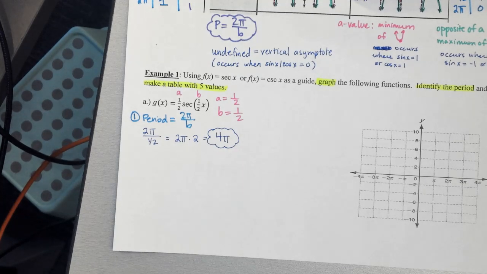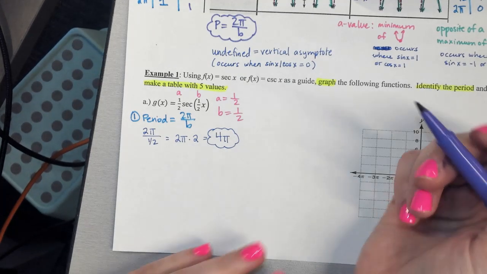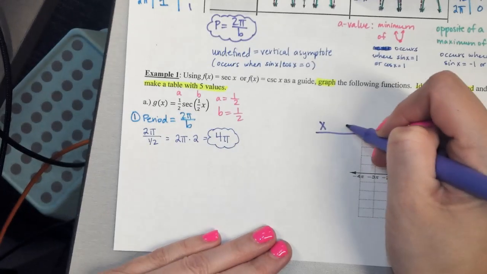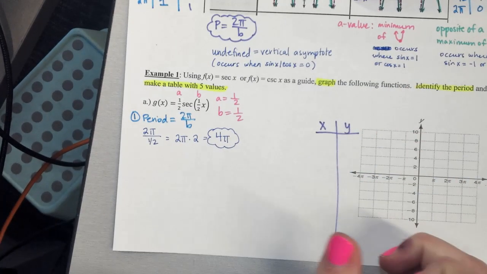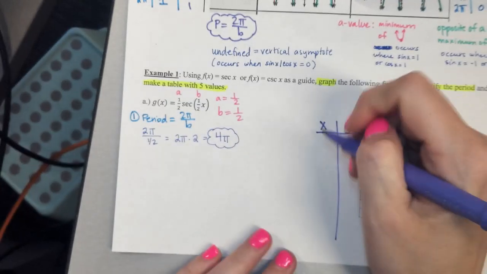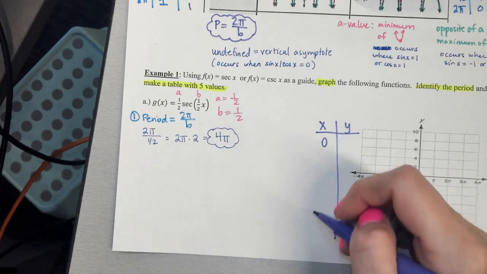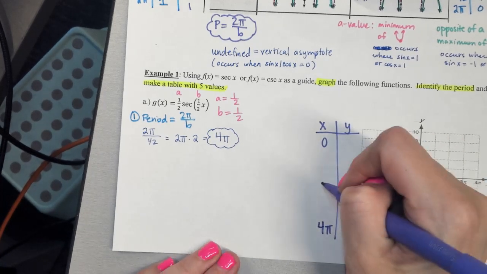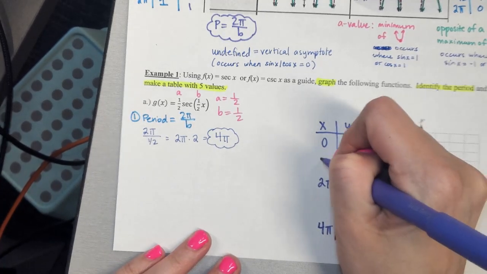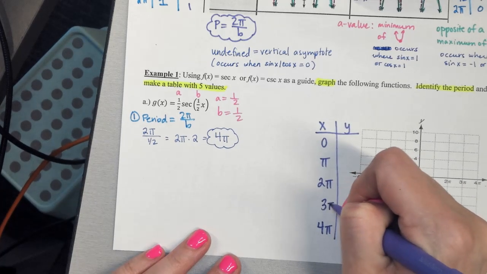And then if you want to go to your table after that, you can. Because we are doing something similar to what we did with sine and cosine, right? So you start at 0. We aren't doing any phase shifts, so we're just keeping it simple. Okay, if you start at 0, where do you end? 4 pi. And then you do your halfway, which is 2 pi. And then halfway is pi, halfway here is 3 pi.